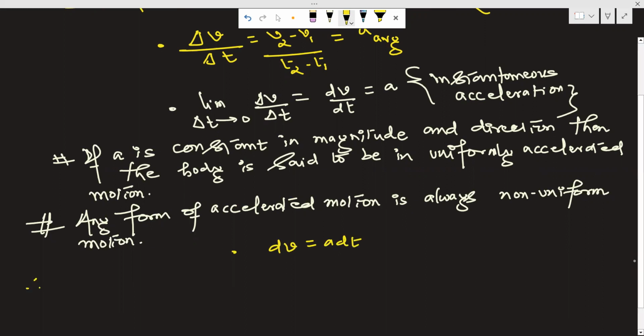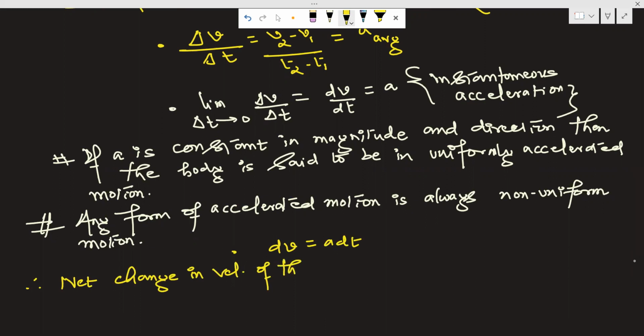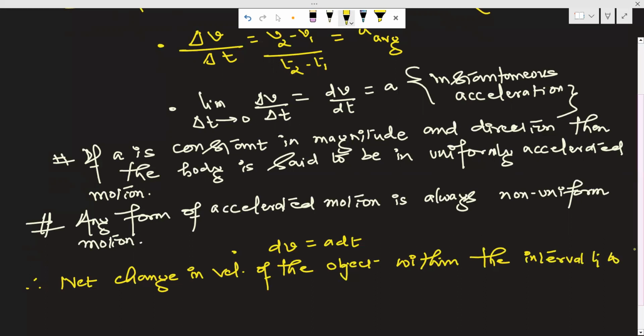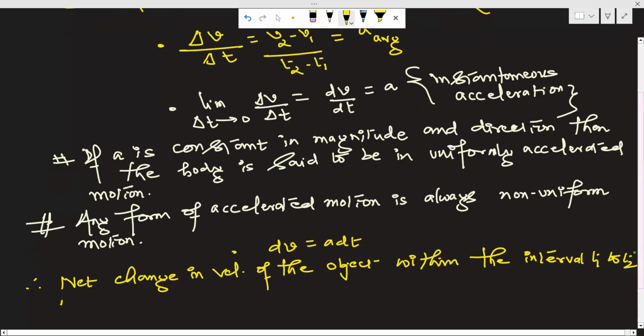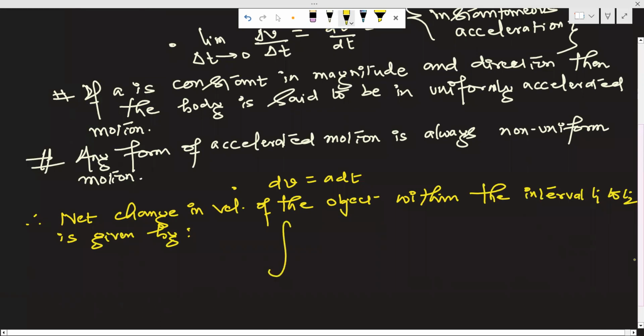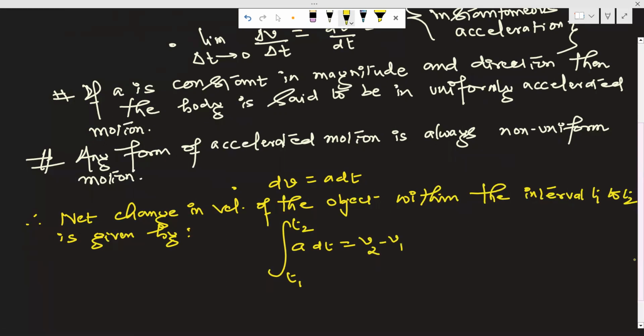The next important point from this part was कि we can say that dv will be equal to a dt, yani we can say that net change in velocity of the object within the time interval t1 to t2 अगर हमें निकालना है, is given by... तो देखो वो जो dv था, it was change in velocity over small time dt, तो ऐसे सारे को हमें add करना पड़ेगा, and that addition will become integration of a dt from t1 to t2, that will be equal to the total change in velocity, which is say v2 minus v1.